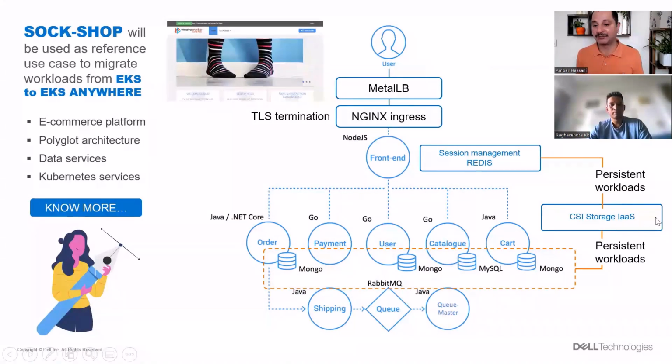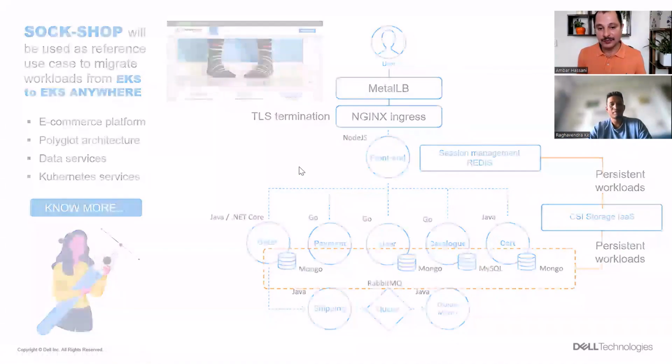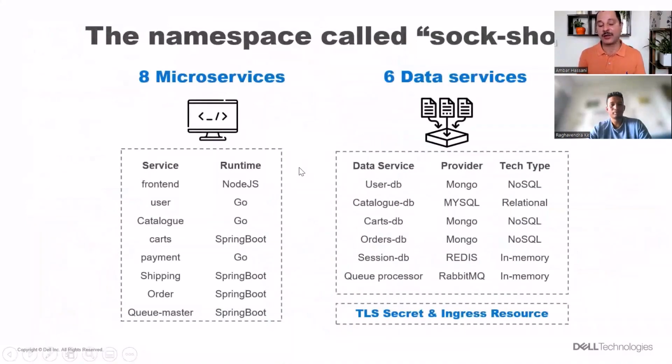And again, for the persistence layer, as I said, it could be any CSI storage. Here we will consider EBS and PowerStore. So this is an e-commerce platform, and we will experiment and play with this platform from a use case standpoint. What we want to showcase, backup, protect, migrate and repatriate, is what the namespace looks like for SockShop on a particular Kubernetes cluster. There are 8 microservices, there are 6 data services, and then there is an aspect of SSL, which means that there will be TLS secrets and ingress resources created for the application.